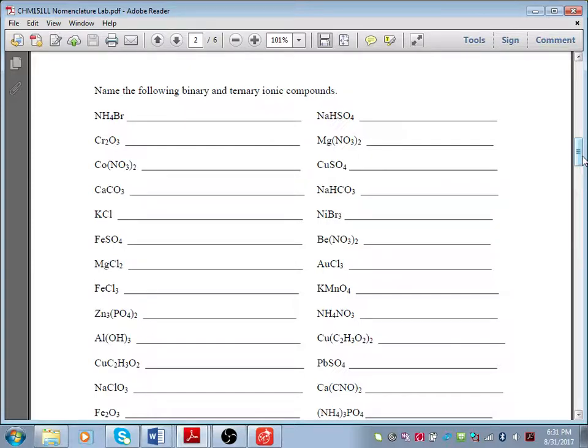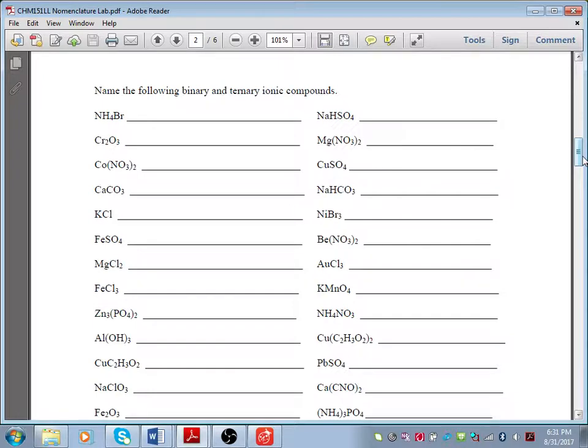Now, they don't want you to just put binary and ternary in the blank. I have had students turn in this lab before, and they go, oh, well, that first one is ternary because there's more than 2. The second one is binary. The third one is ternary. The fourth one is ternary, right? No, that's not what you're supposed to do. What you're supposed to do is determine if they're binary or ternary in order to figure out how to name them, right?